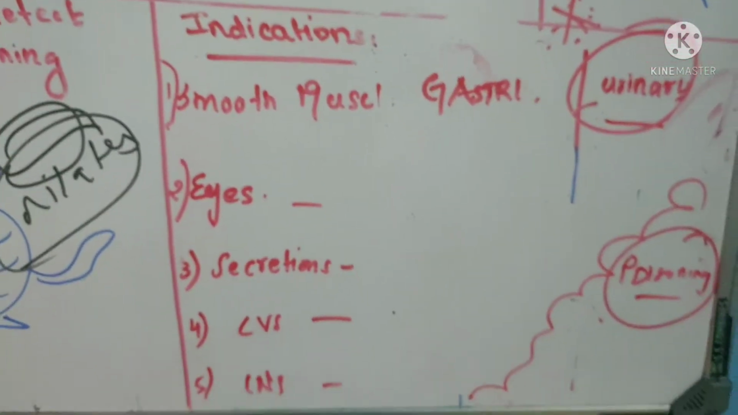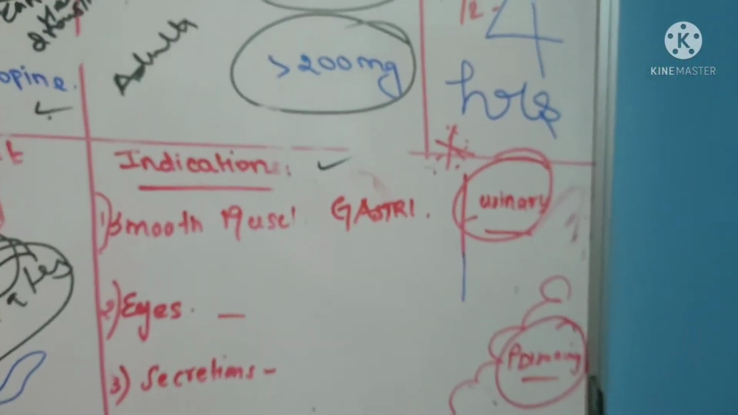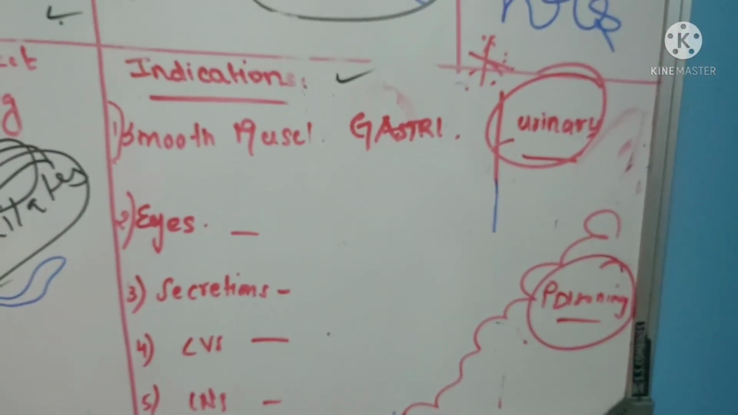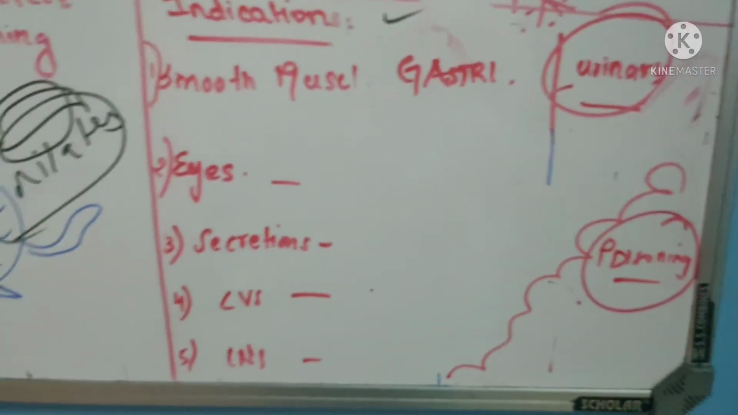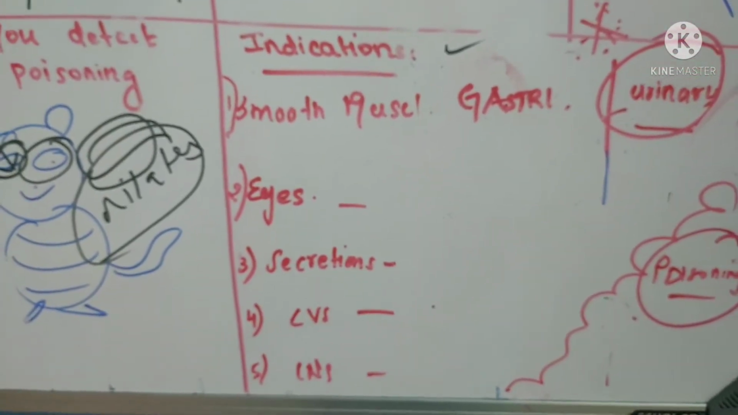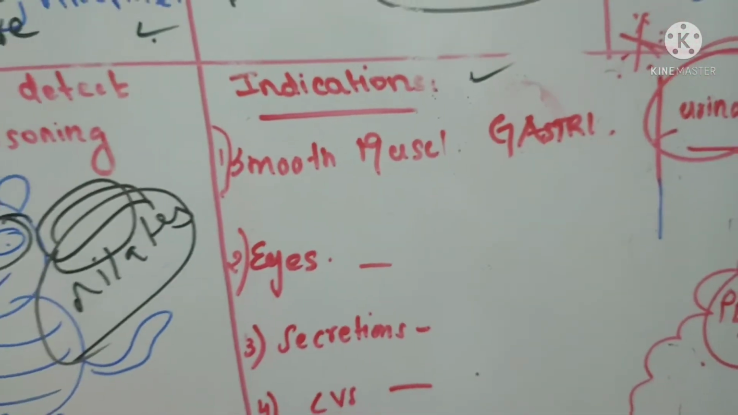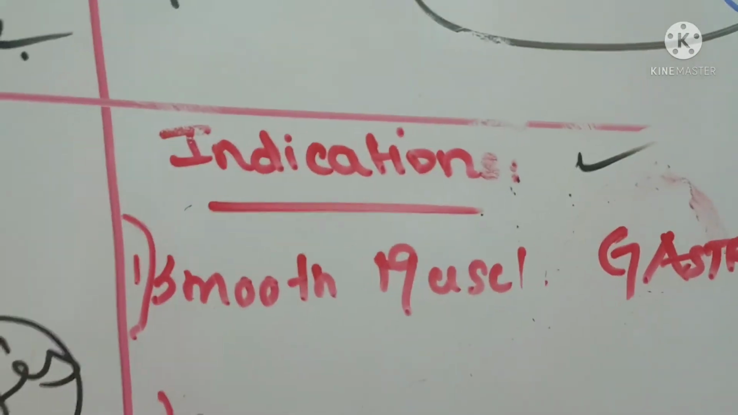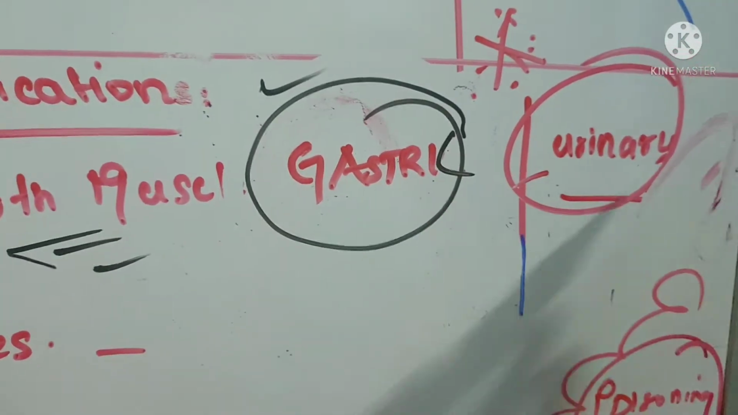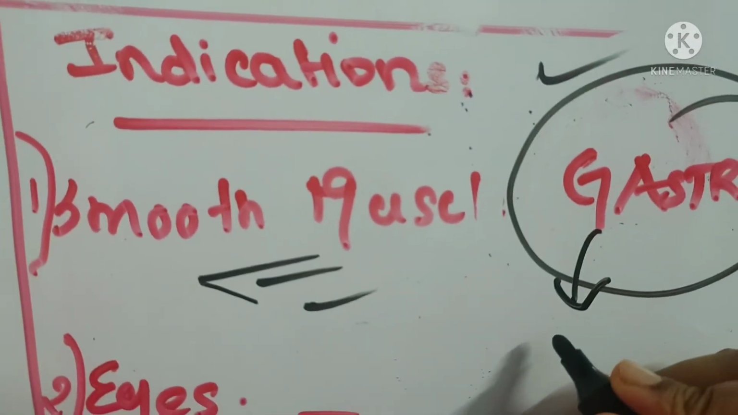And now moving on to the interesting topic, that is indications. Where are these natural alkaloids, atropine and scopolamine, these muscarinic receptor antagonists, used? By coming back to the previous mnemonic, see the huge cage. With that mnemonic itself, you will find the answer for its uses. So smooth muscle. When you say smooth muscle, you have to think about gastric and urinary.